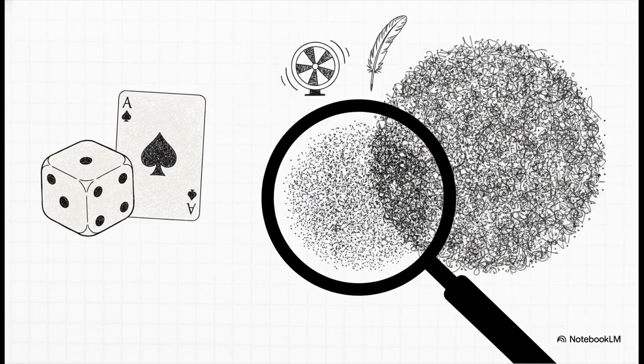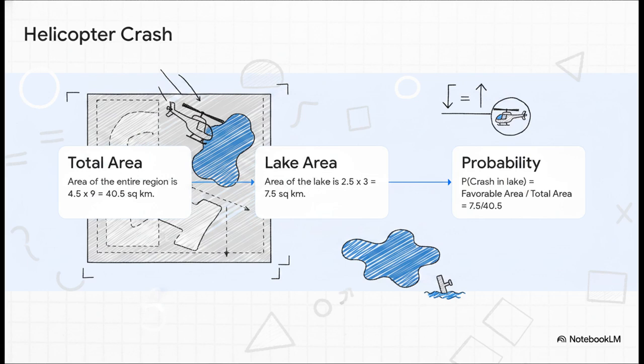So how do we adapt Laplace's logical formula for that? Well, we adapt it by swapping out the number of outcomes for the measurement of area. Take this crazy scenario from the chapter. A missing helicopter crashes somewhere within a rectangular region measuring 40.5 square kilometers. That entire area is our total sample space.